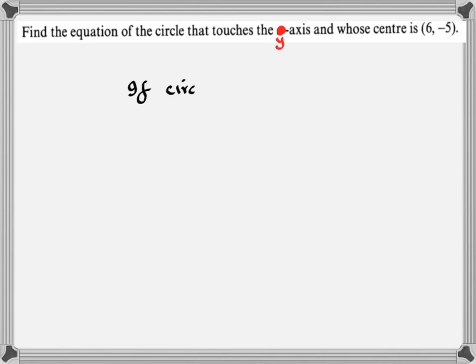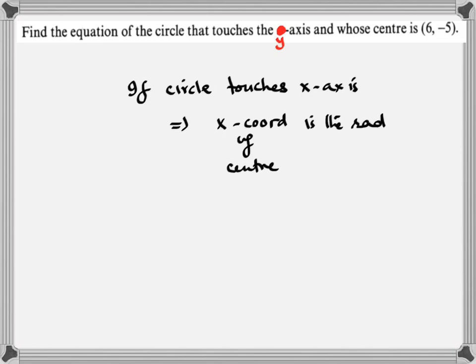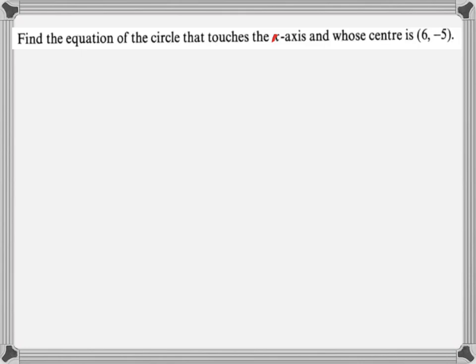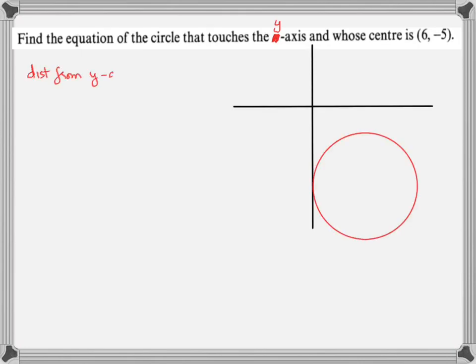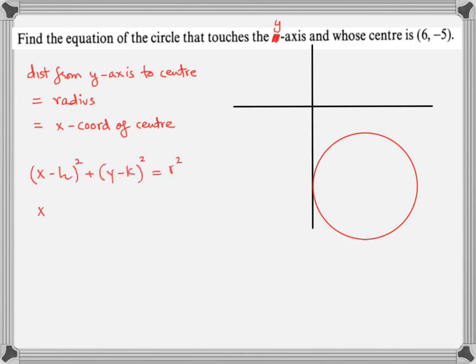I change this question again. Find the equation of a circle that touches the y-axis and whose center is (6, -5). Now think for a second. If the circle touches the y-axis, then the x-coordinate of the center is the radius. There is a misprint over there. Again, the diagram. Distance from y-axis to center is the radius, which is the x-coordinate of the center of the circle. (x minus h) squared plus (y minus k) squared equals r squared. Plug in h and k, but this time r is 6, so 6 squared is 36.